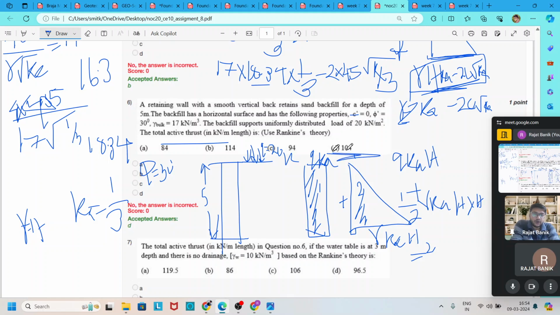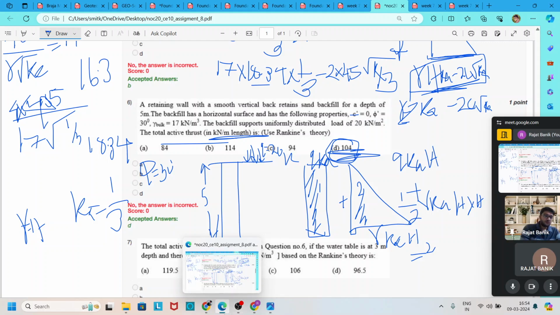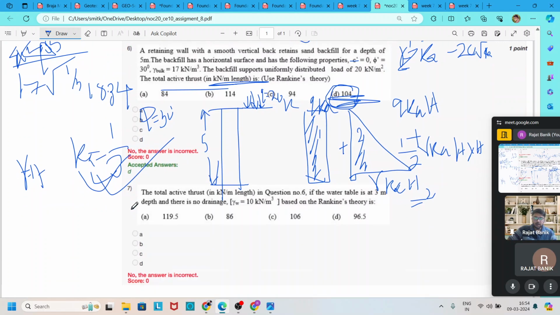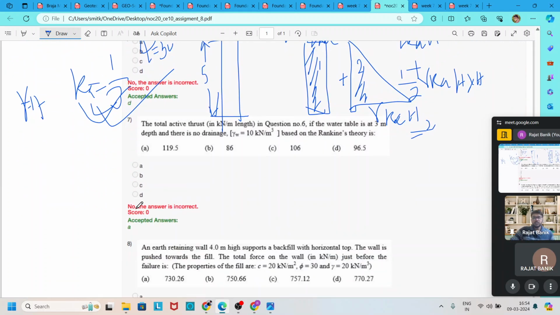It becomes 104.167. So our correct option is option D, that is 104 kilonewton per meter. Also remember the units. So the correct option is option D. Now move on to question number 7.